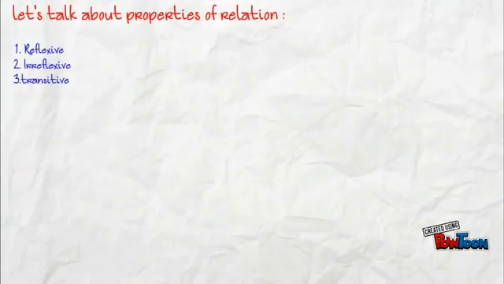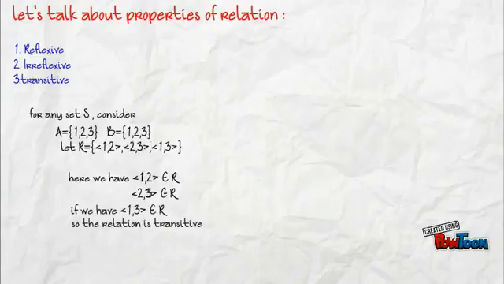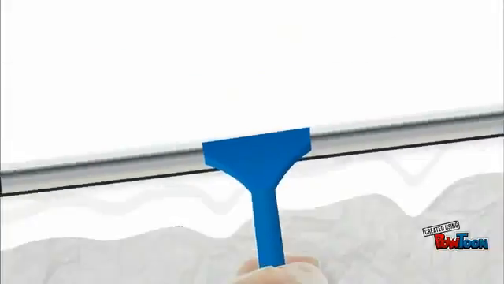Now, our next property is transitive. Consider our relation contains elements such as (1,2) and (2,3). The relation will show the transitive property if and only if it also contains element (1,3).